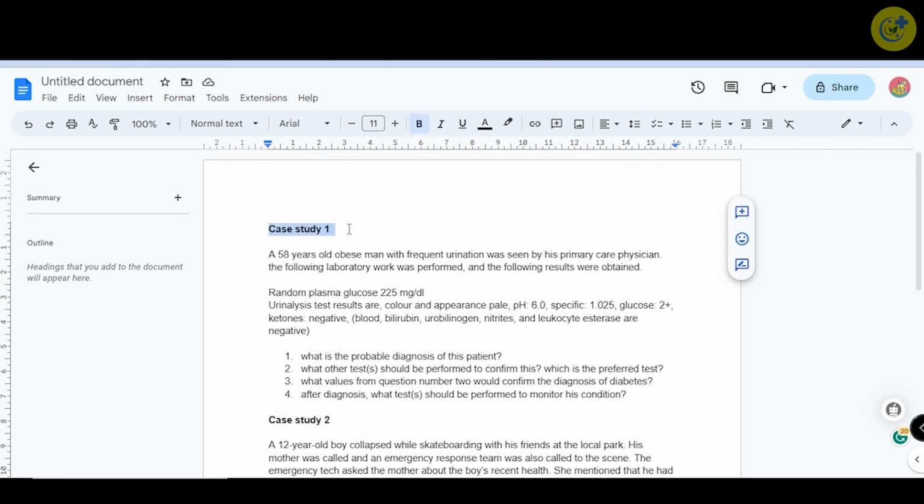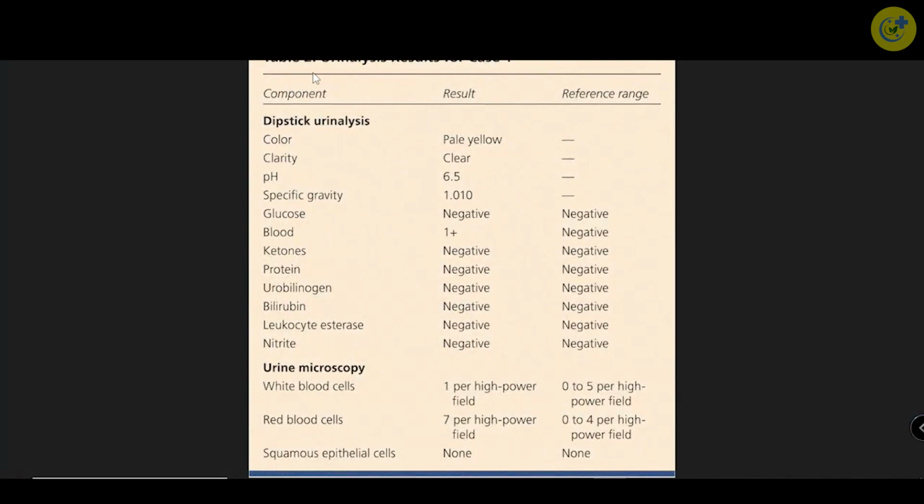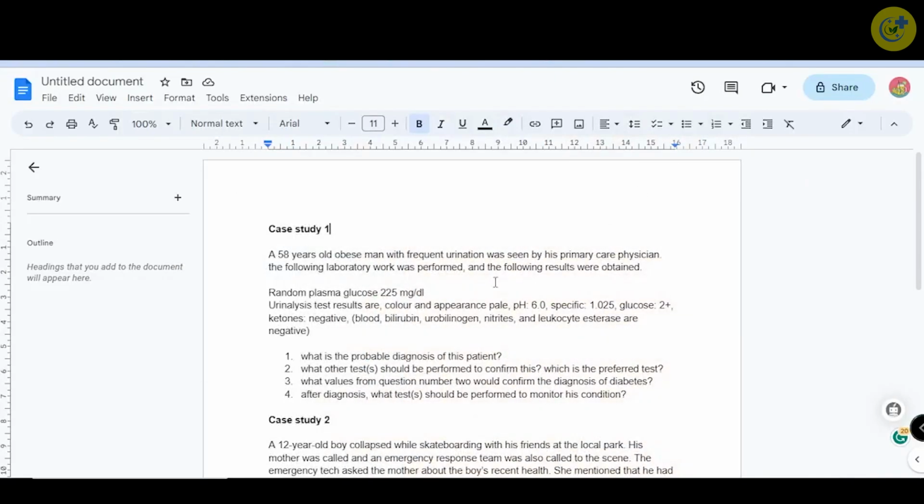So in case study number 1, firstly you need to enter your personal information like your age and your clinical history. After that you need to enter your laboratory test report, that means your test results one by one. Just for example, here you can see the urinalysis result. You can see dipstick urinalysis: color, clarity, pH, specific gravity, glucose, blood, likewise.